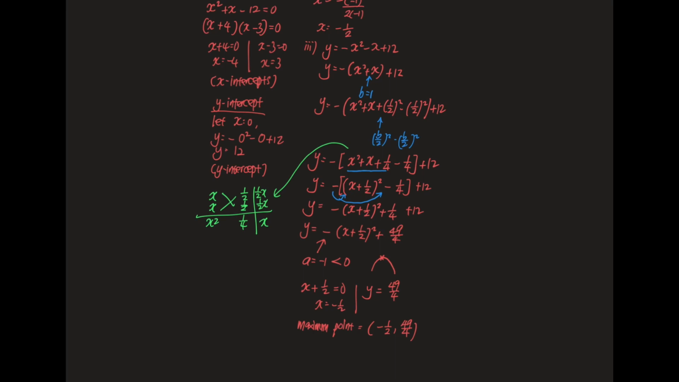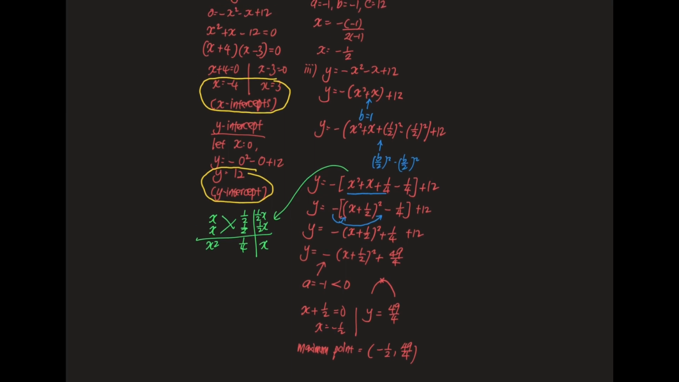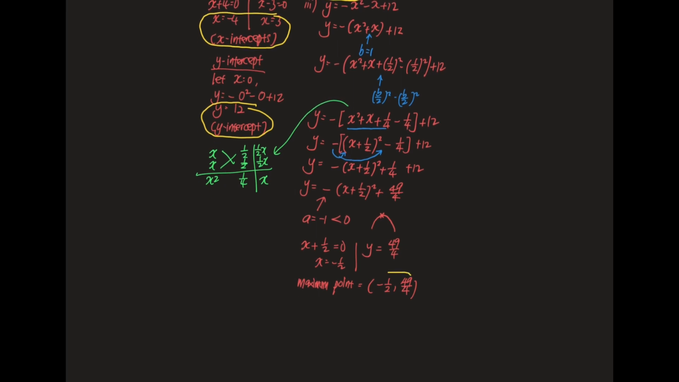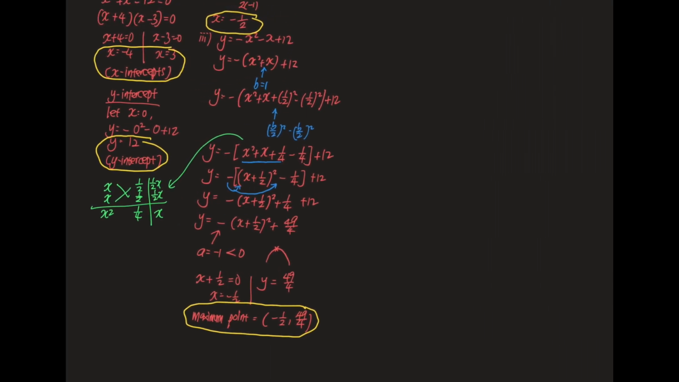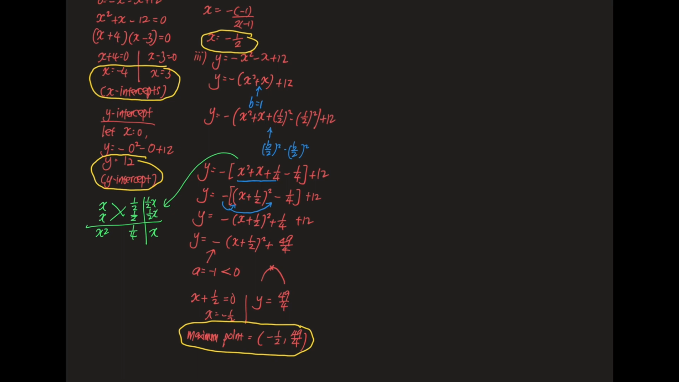Okay, let's circle the answers first. We have the x-intercept, so we are going to use this in the graph. Then we have the y-intercept. Then we have the axis of symmetry. Then we also have the maximum point. So we have 4 pieces of information, all in the yellow circle. So we have to sketch the graph based on these 4 pieces of information. So we sketch it here.